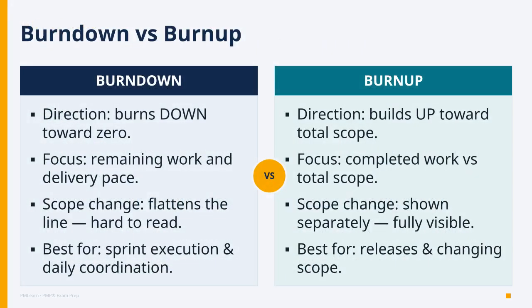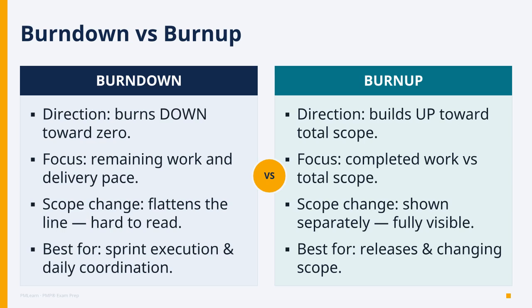This table is the answer key for which chart and why questions. The one difference that matters most: how each handles scope change. Burndown burns down towards 0. Simple, great for the sprint, but change the scope and the line distorts. Burnup builds up toward total scope and shows scopes separately.